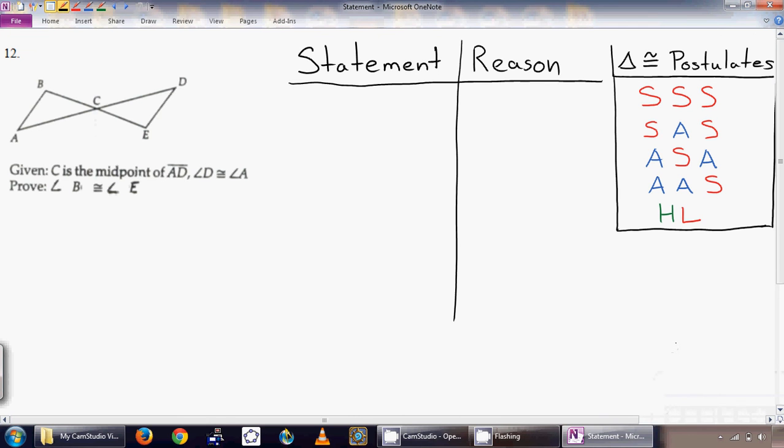All right, 12. So this is one where they're not asking for triangle congruent to triangle. They want to know that angles are congruent. So there's only two triangles here.